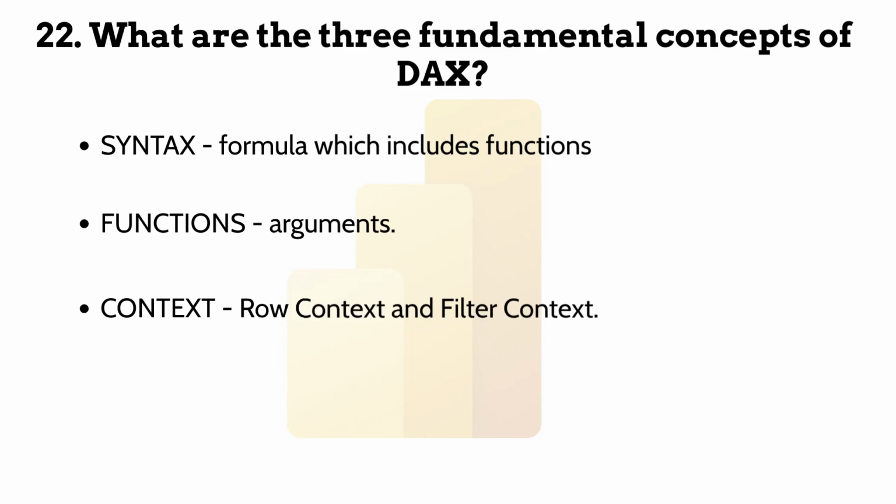There are two types of context in DAX. There is row context, which is used when a formula has a function that applies a filter to identify a row in a table. The second context is the filter context. Filter context is used when one or more filters are used to get a value.